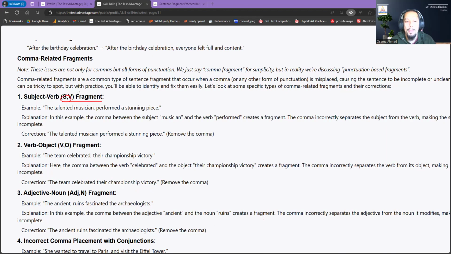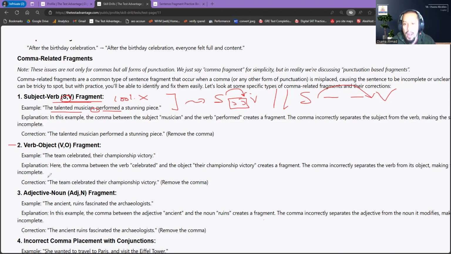بيحطوا comma واحدة ما بين subject to verb. Always wrong. 100% incorrect. This is a very common one. The talented musician, comma, performed. صح؟ Do not split the subject from the verb. The only time it's acceptable, اسمع مني, لو عندي subject, comma, comma, verb, or subject, dash, dash, verb. يا double comma, يا double dash. أنا بقول عليها كوبري. كوبري comma, كوبري dash. Okay? But you cannot put a comma واحدة, semicolon, period, أي حاجة من أنواع punctuation between the subject and verb.